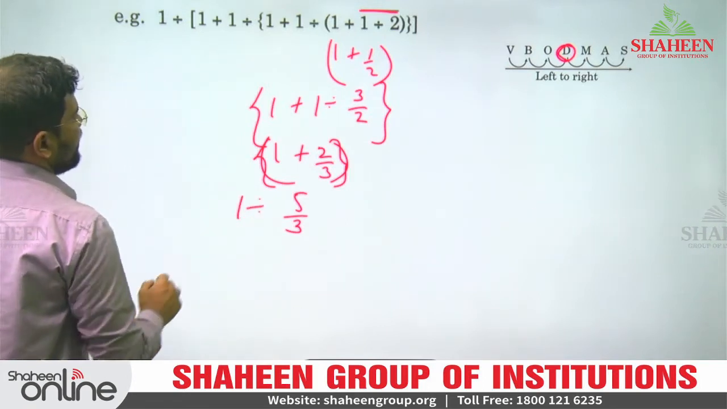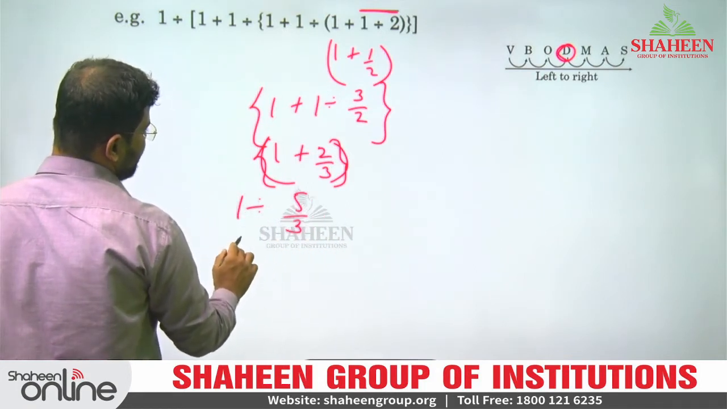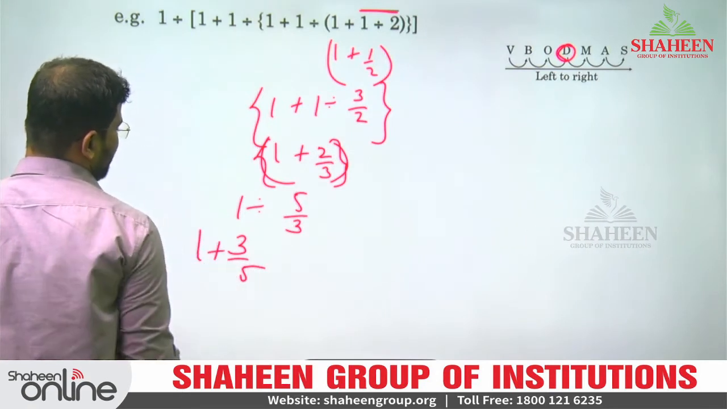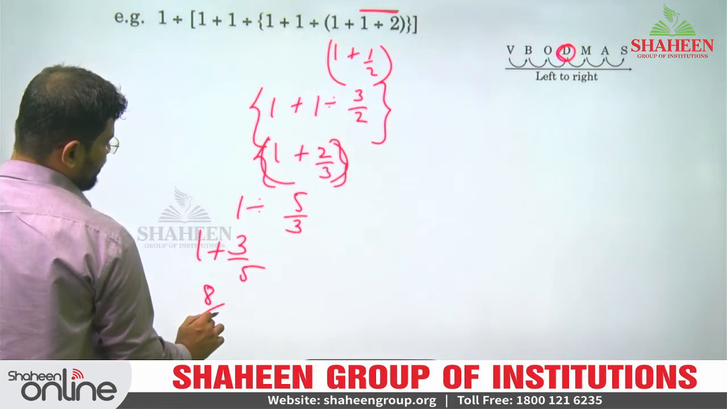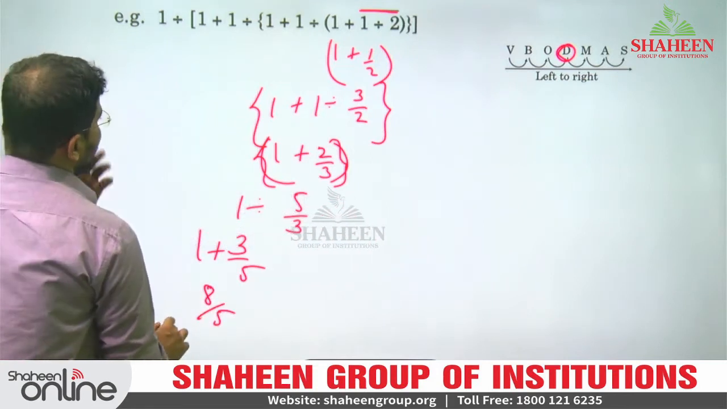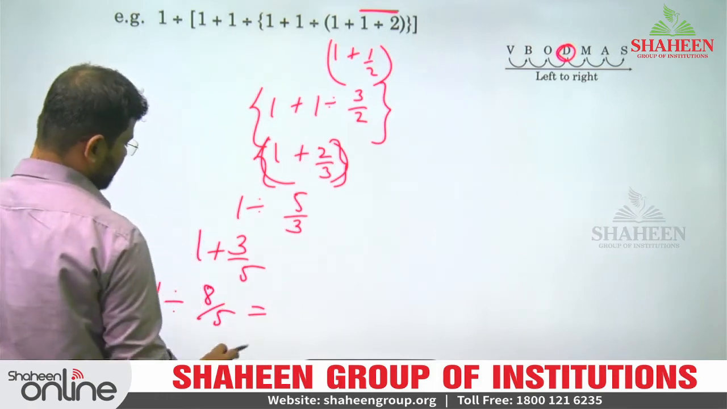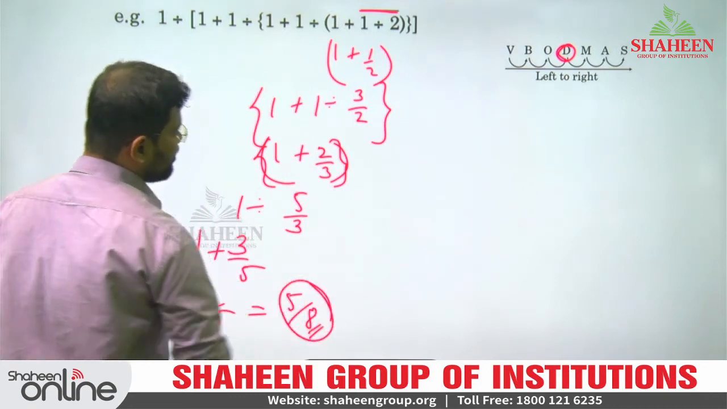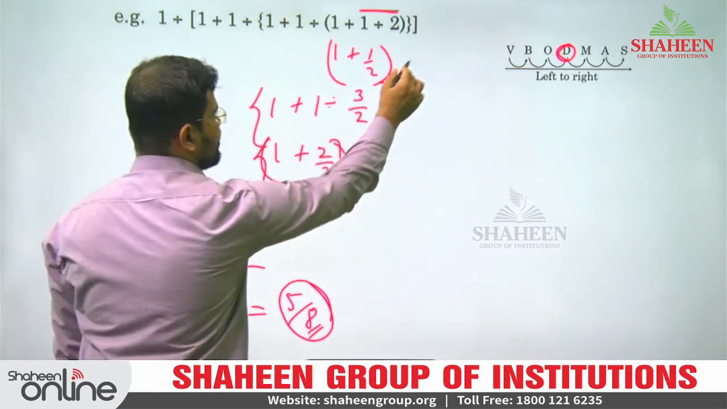So 1 divided by, okay, again look at here. So this becomes 3 by 5. 1 plus 3 by 5. So again this becomes what? 5 plus 3, 8. So 8 by 5. Again here 1 divided by this. So this becomes what? 5 by 8. Friends, I have skipped almost all the steps, only those steps which are necessary.